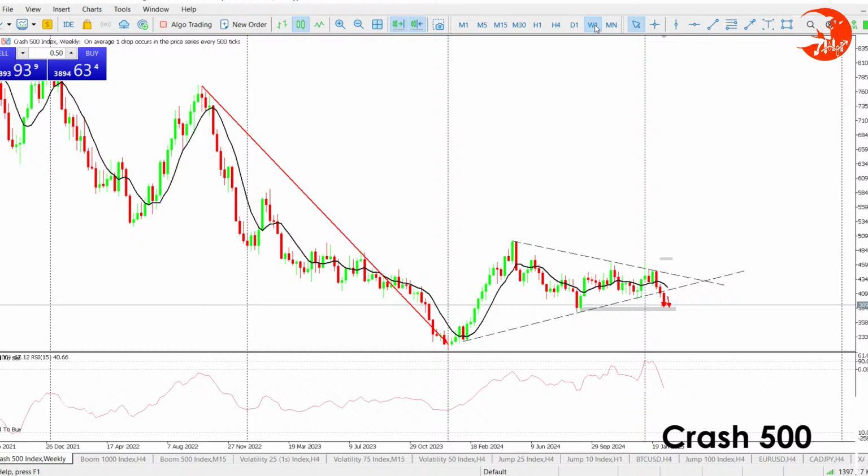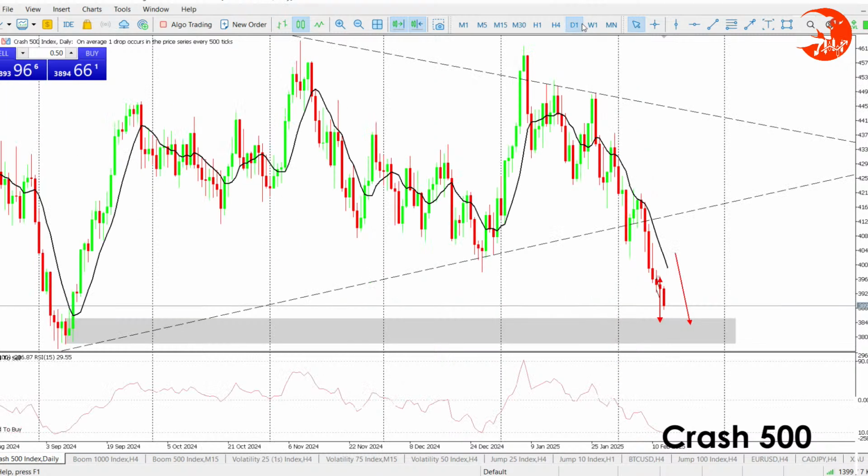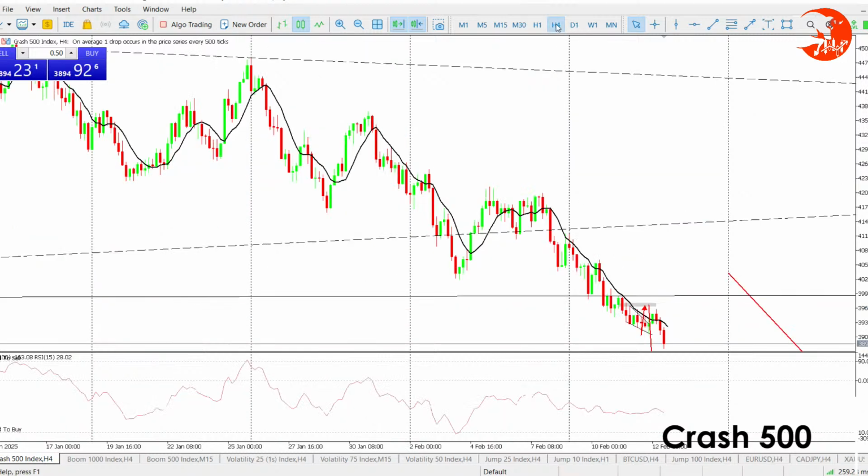Price is below 10 MA on weekly. On daily, price is also below 10 MA. We have a break of structure right here, right about there. That's where we have a break of structure. So so far where we are, according to daily, it is oversold, but not yet to push for the retracement. So what do we do?